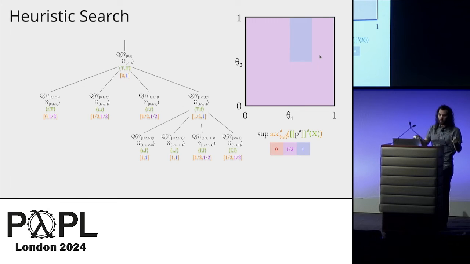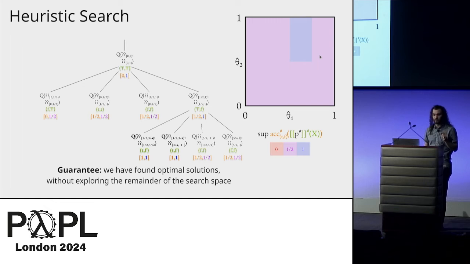We could compute the abstract accuracies. And in this particular case, we'll see that we have these two blue regions with abstract accuracies 1 to 1, which guarantees us that any point we pick in those regions is going to have a concrete accuracy of 1. So in fact, in this case, we know we can just pick anything from those regions and we're done. We've found the optimal solutions, and we don't even have to consider the rest of the search space. So this is our algorithm.